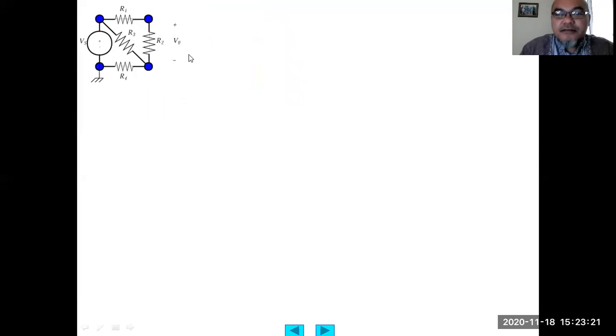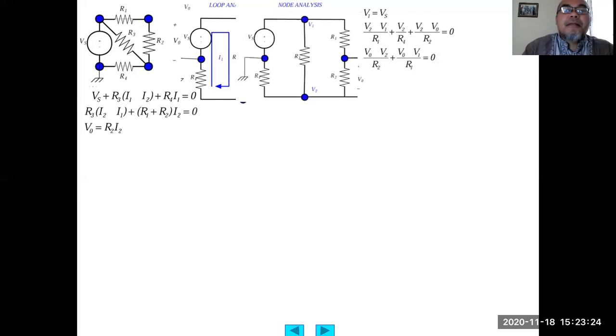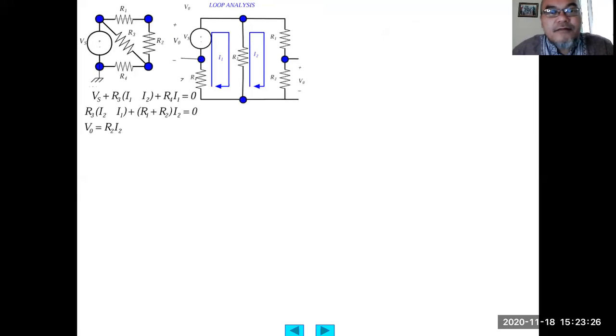Vs plus R3 times (I1 minus I2). So this is supposed to be negative here, plus R4 times I1 equals 0. Actually, this is supposed to be negative here because there is a voltage increase to this node, while we usually express in loop analysis voltage drop as positive.